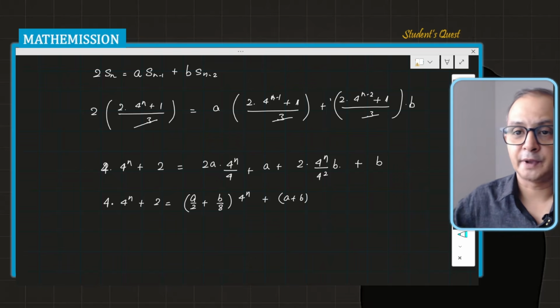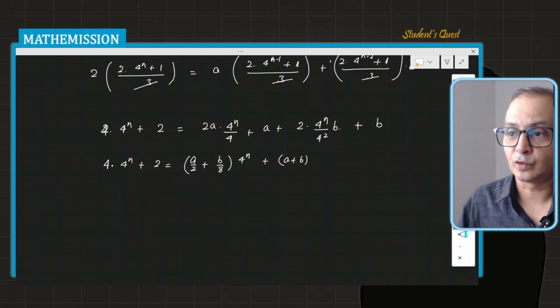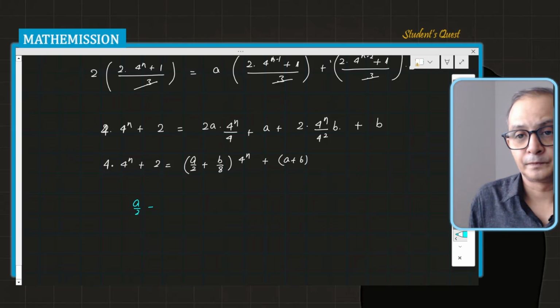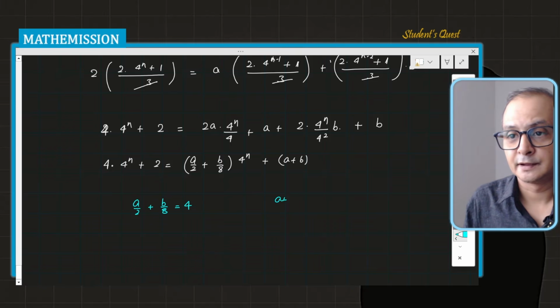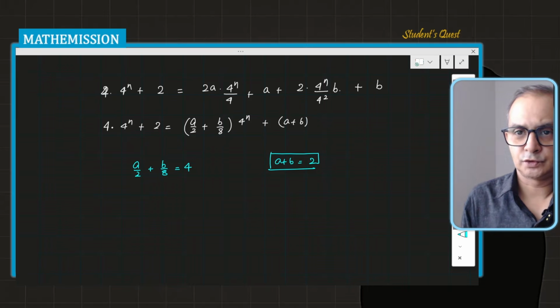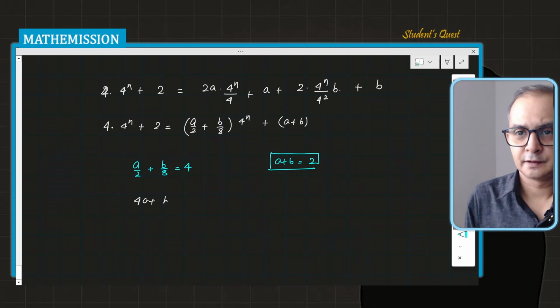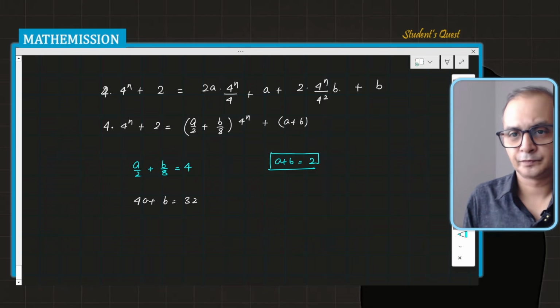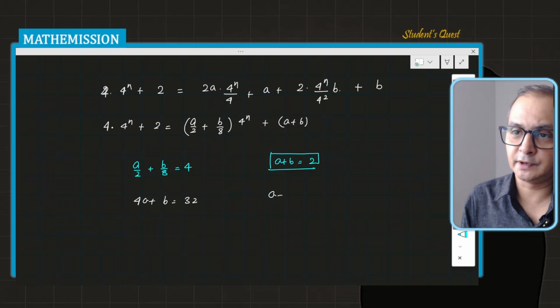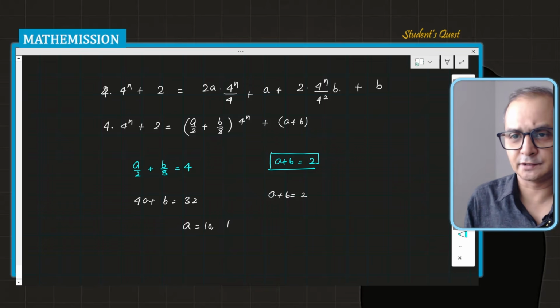So now we compare the coefficients of 4 to the power n on the right hand side and the left hand side as well. So we get here a by 2 plus b by 8 is equal to 4 and a plus b is equal to 2. So from there I can write that 4a plus b is equal to 32 and a plus b is equal to 2, and by solving these two we get a is equal to 10 and b is equal to minus 8.